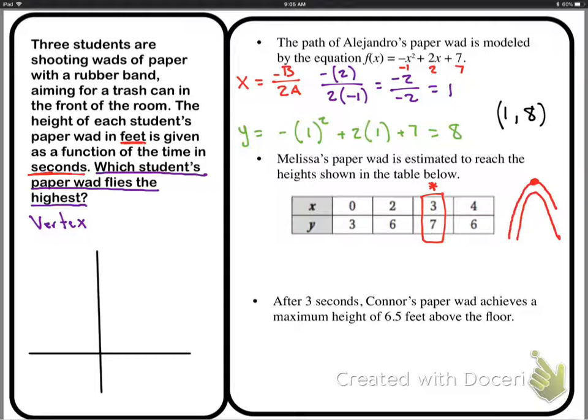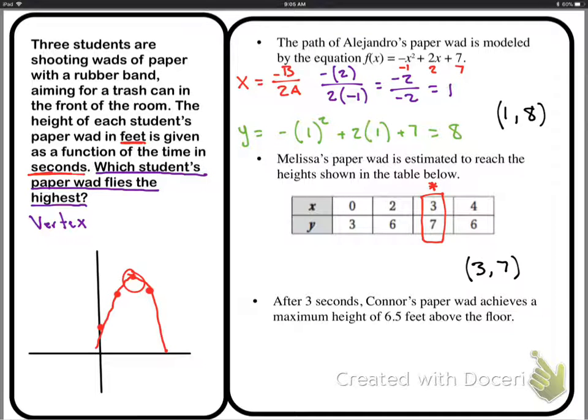If we have trouble extracting it from the graph, what we can do is make a quick sketch. So let's say 0, 3 is here. 2, 6 is about here. 3, 7 is here. And then it falls back down to 4, 6. So this makes it a little more clear to see where that vertex is, that point right there, and that was the 3, 7. So the vertex here is 3, 7, right? Didn't have to do any math there.